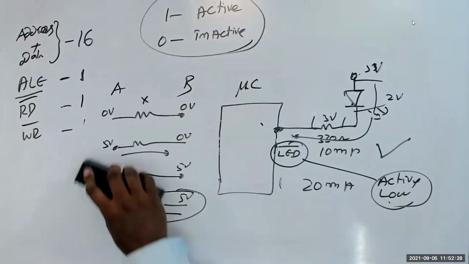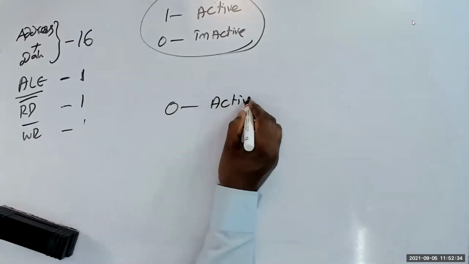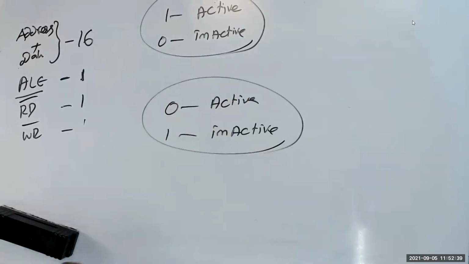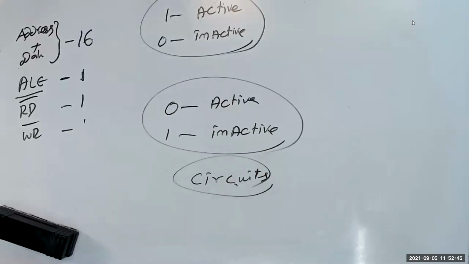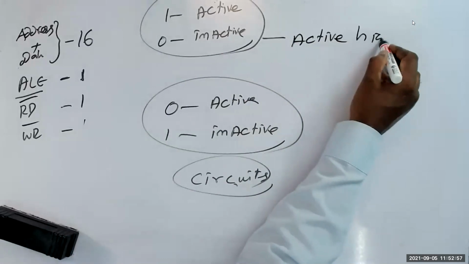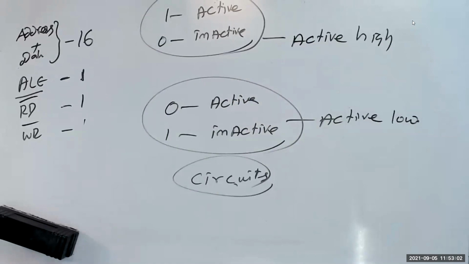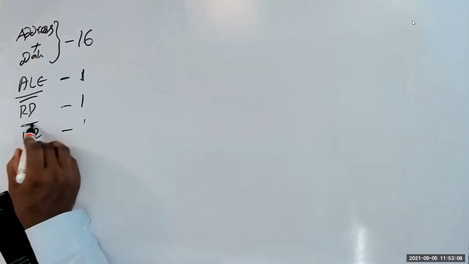But in digital circuits, sometimes 0 can be active, 1 can be inactive. That is totally based on the circuits, and how the engineers design the circuit. There are so many reasons behind why I have to select 0 or 1. So this is called active high. This is called active low. Normally I don't take up this discussion, but since I've taken it up here, it's because initially itself we are starting with read bar and write bar.